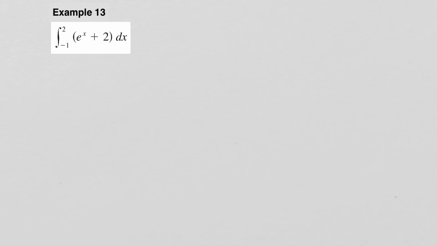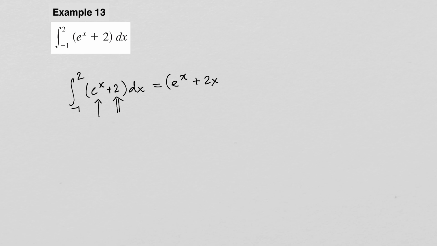Integral from -1 to 2, e to the x plus 2. This problem isn't bad at all. First thing we need to do is take the antiderivative of e to the x, which of course is just e to the x, plus then the antiderivative of 2 is just 2x, and then evaluate it from -1 to 2. Plug in 2, minus, plug in -1.